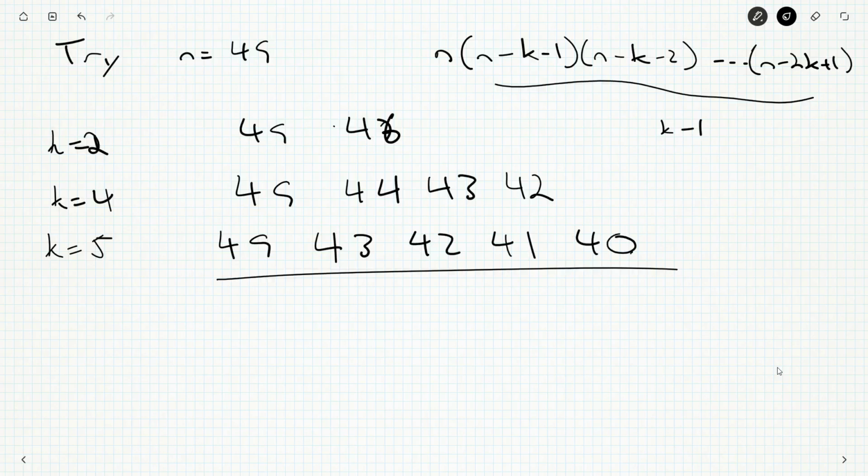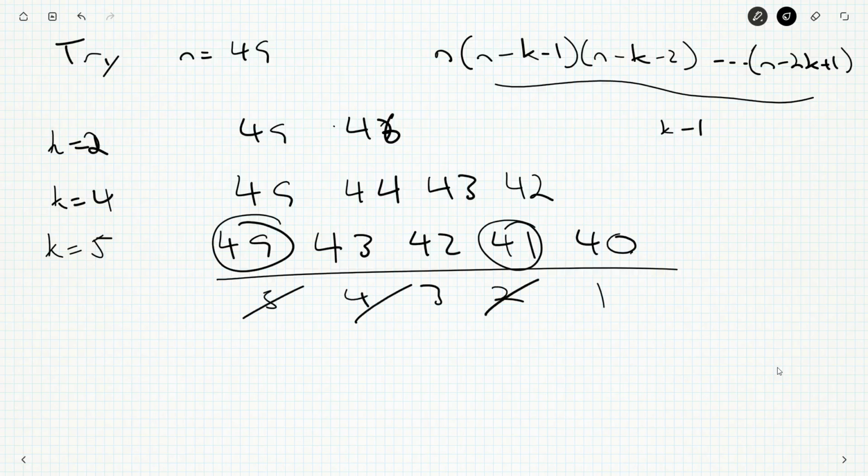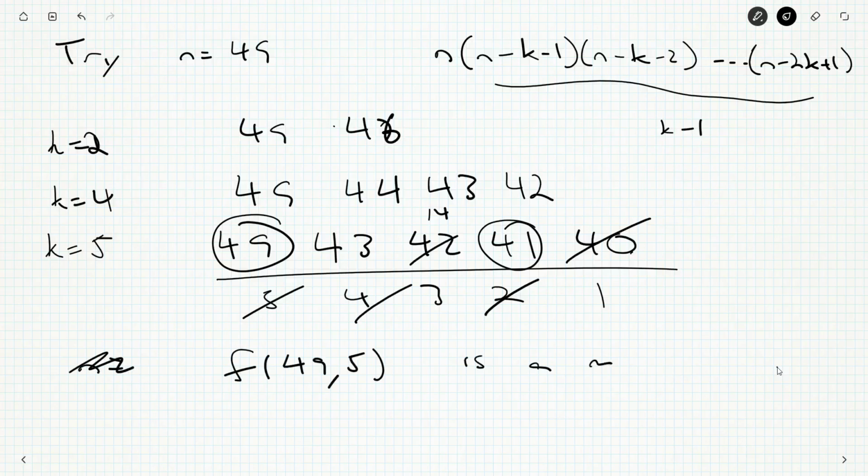We'll just double check. So what am I dividing by? 5, 4, 3, 2, 1. Yeah, no factors of 7. So I'll get my factors of 7 here. I'll get my 41. And everything cancels out. There's 40, and then you'll get a 14 here, but no one cares. So F(49,5) is a multiple of 2009.